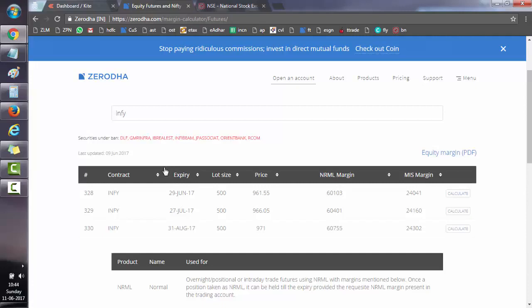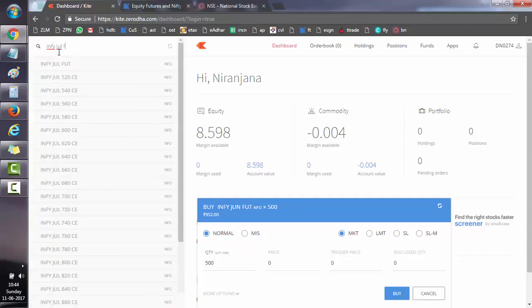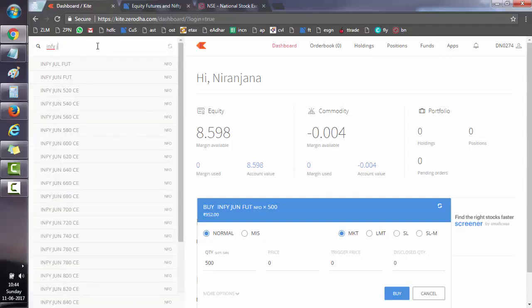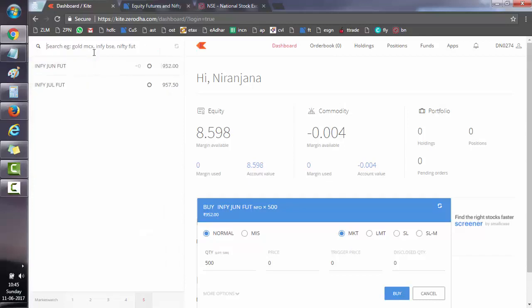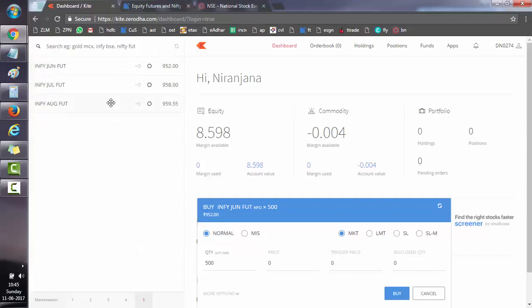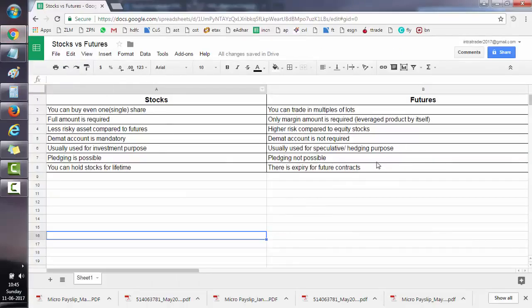Okay, so let's go to the Kite trading platform and look into this. So, Infosys June contract, I'm adding the Infosys July contract. Infosys July future, click on add. Similarly, I can add Infosys August futures. So you can see I can add all these 3 contracts, and it's up to me which contract I want to buy or sell.